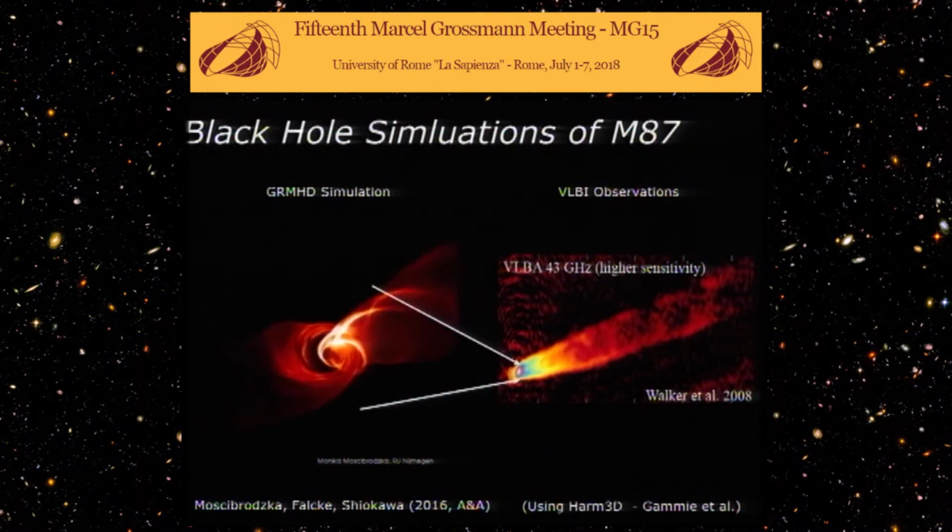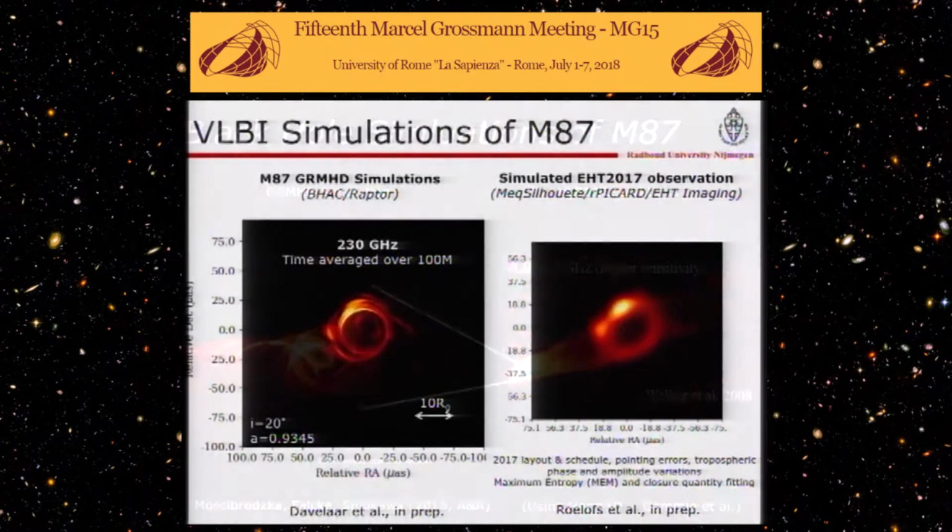M87 is perhaps more promising in a way, because these are simulations that Monica made here, which very nicely reproduce the jet. And we don't really put the jet in there, right? It comes out automatically in these simulations. And this is a simulation at 230 gigahertz. And on the right, this is a simulation made with the best VLBI simulation we have right now, feeding in the actual schedule that you would use, the actual configuration of telescopes, pointing errors, and so forth. And you see actually a nice ring here. This is, in fact, the photon ring, the shadow in the middle, and you should be able to recover a photon ring if nature cooperates.